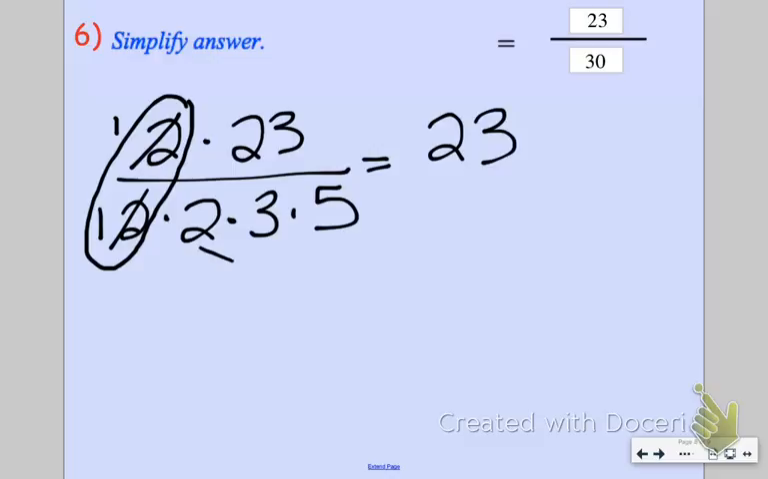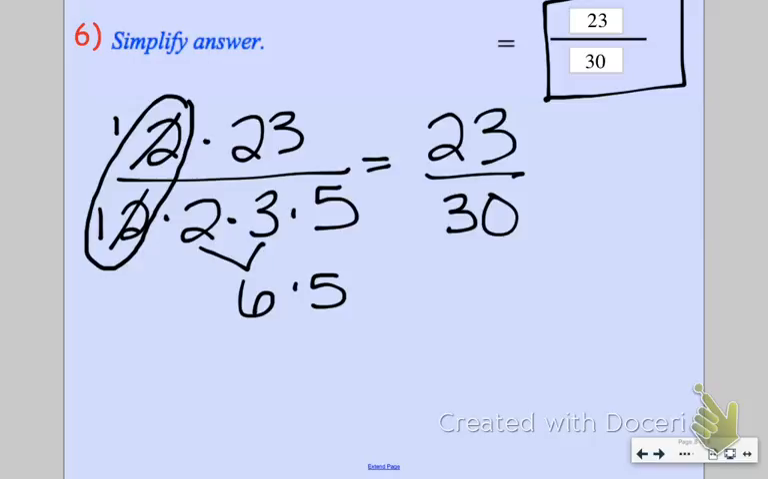So 1 times 2 is 2, 2 times 3 is 6, 6 times 5 gives me 30. So my final answer is going to be entered as 23/30ths.